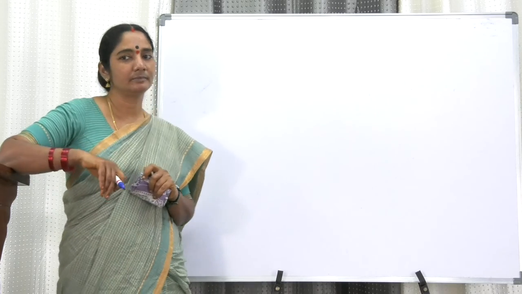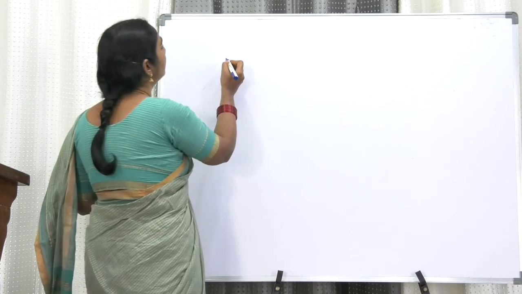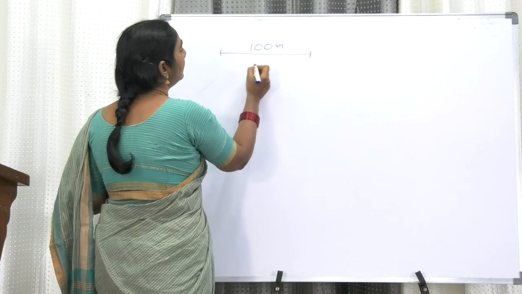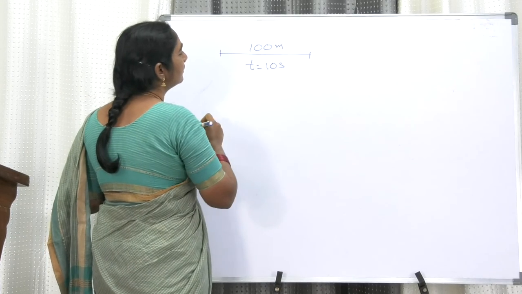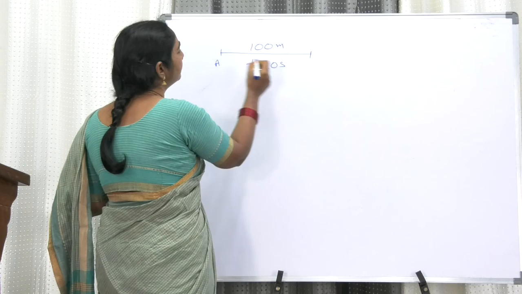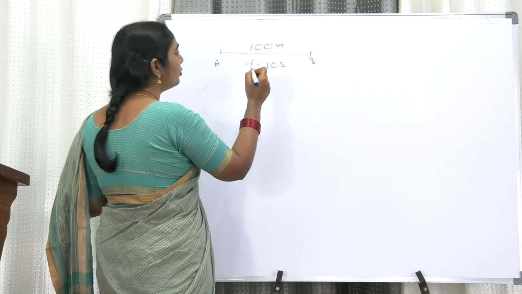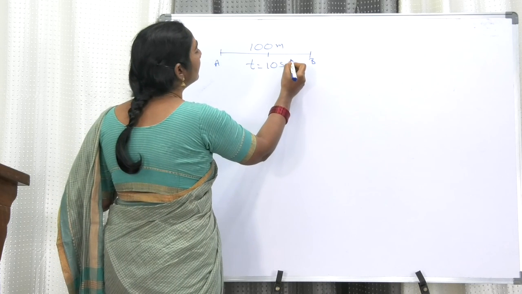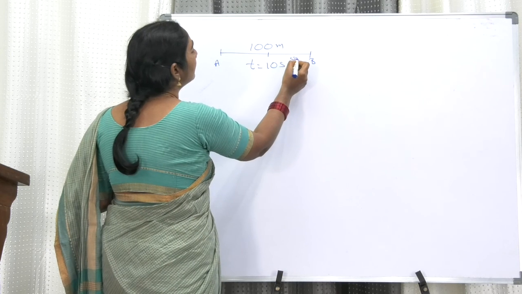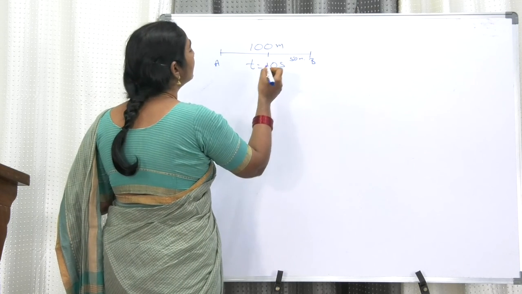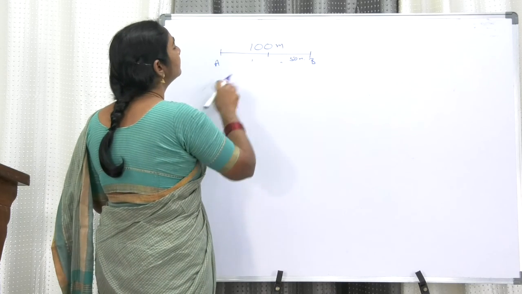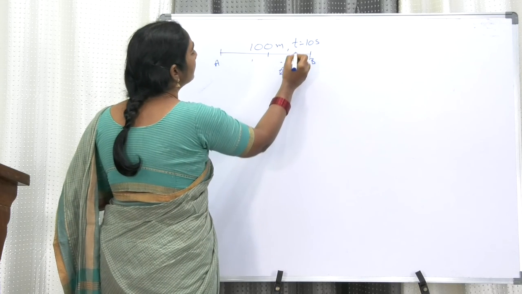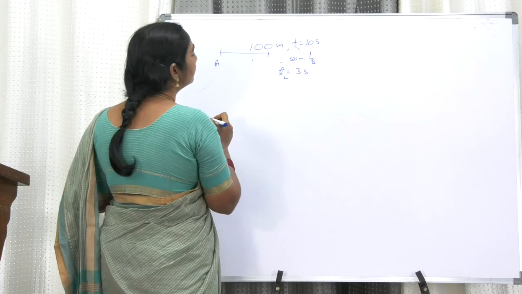Okay, madam, please. A runner runs 100 meters in 10 seconds, then turns around and jogs 50 meters back, only 50 meters, towards the starting point in 3 seconds. This is 10 seconds and this is 3 seconds. Find his average speed and average velocity.